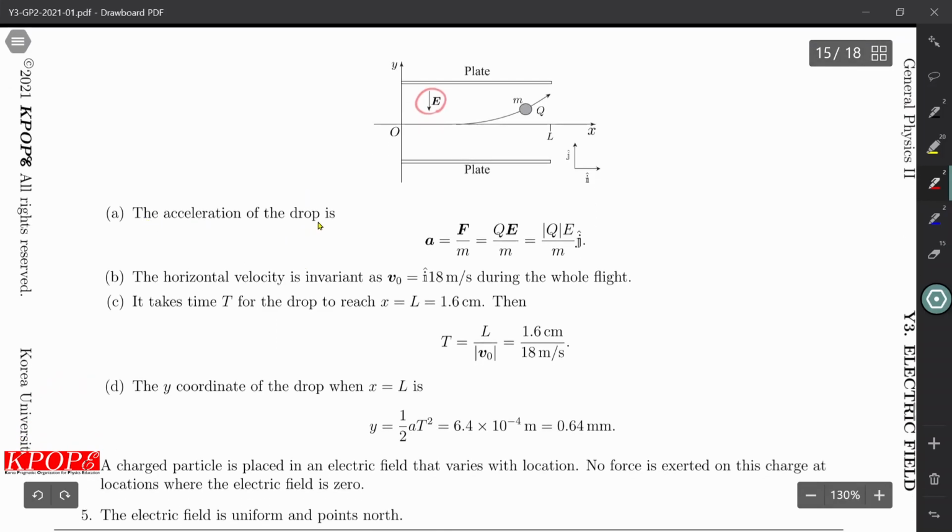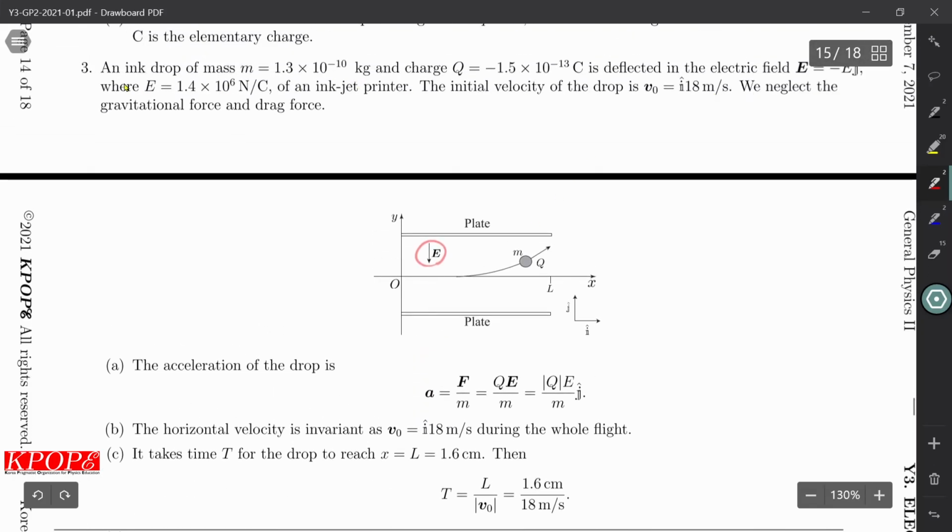Okay, the acceleration of the drop can be computed by multiplying the charge by the electric field, so QE, and acceleration is force divided by mass. The result is given here. It takes time t for the drop to reach. You can compute this with uniform acceleration. We have neglected the gravitational acceleration, so the acceleration is solely due to the electrostatic field force.